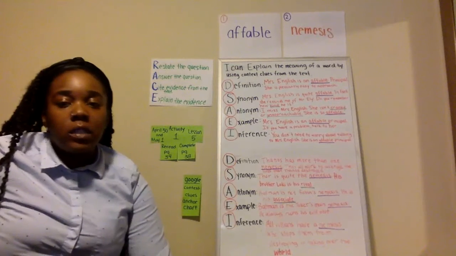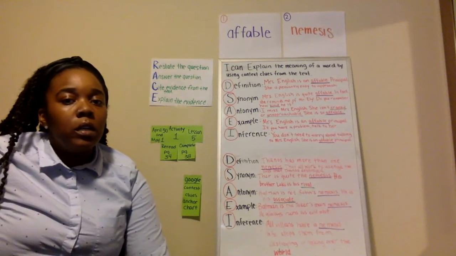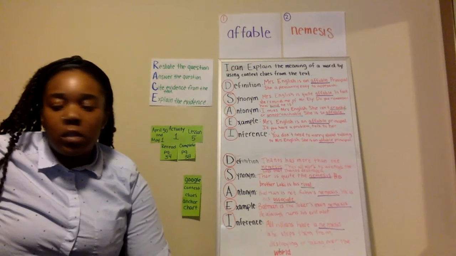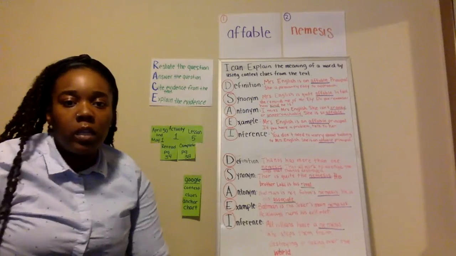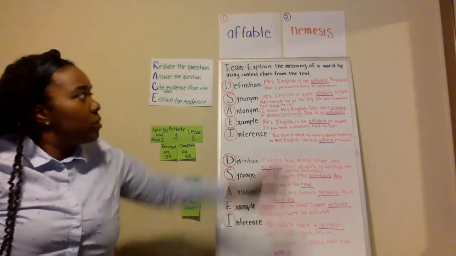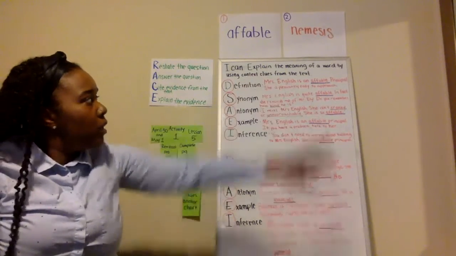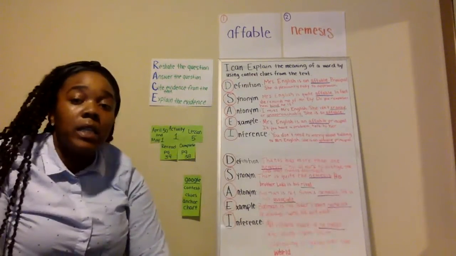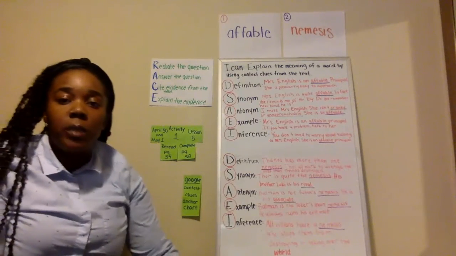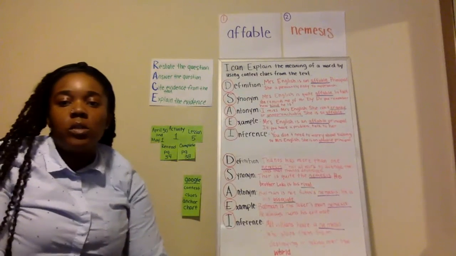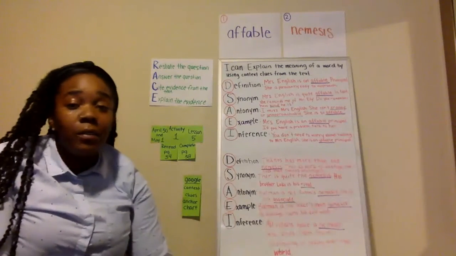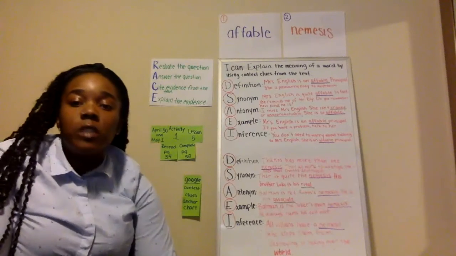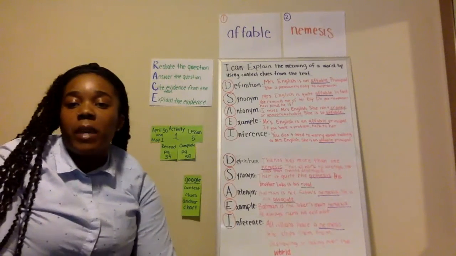Today's lesson is going to be on context clues. Our objective is to be able to explain the meaning of a word by using context clues from the text. By the end of this, we should be able to explain the meaning of a word by using context clues from a text.